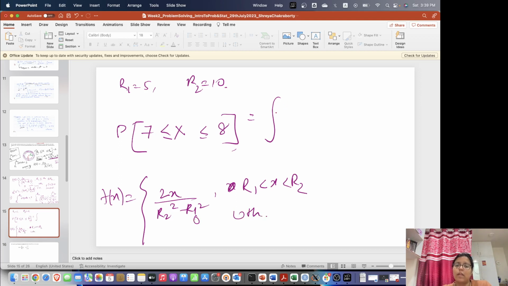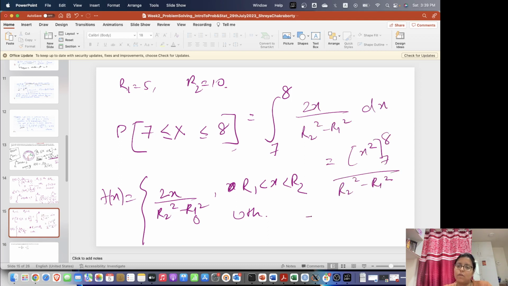Okay, so here I am going to put 7 to 8, 2x by r2 square minus r1 square dx. So here it will be x square, 7 to 8, by r2 square minus r1 square. So 8 square minus 7 square by 10 square minus 5 square. It will be 64 minus 49 by 100 minus 25. This will be 15 by 75, that is 1 by 5.